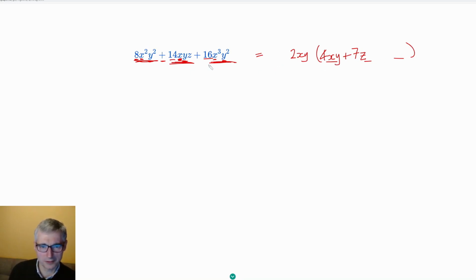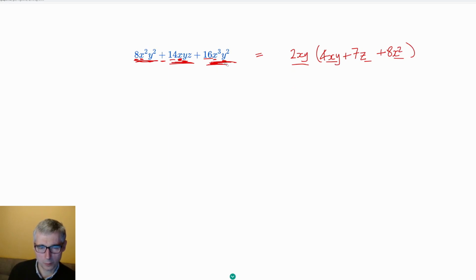Now we're looking at the final bit, 16x cubed y squared. So again, we can put a plus in front, and we ask, what do we have to multiply 2 by to get to 16? And that answer is 8. Then we say, what do we need to multiply the x by? So the x in the 2xy here, what do we have to multiply that by to get to x cubed? And the answer is x squared.